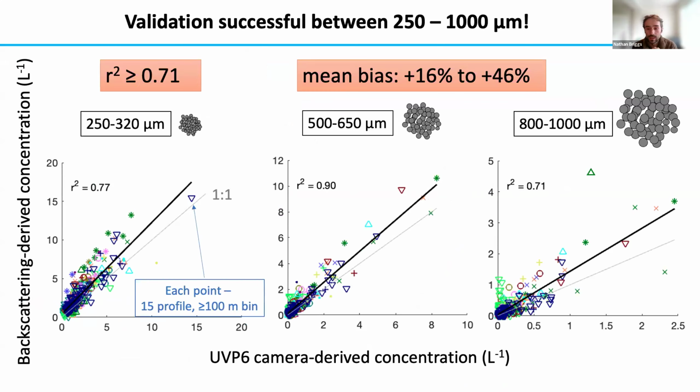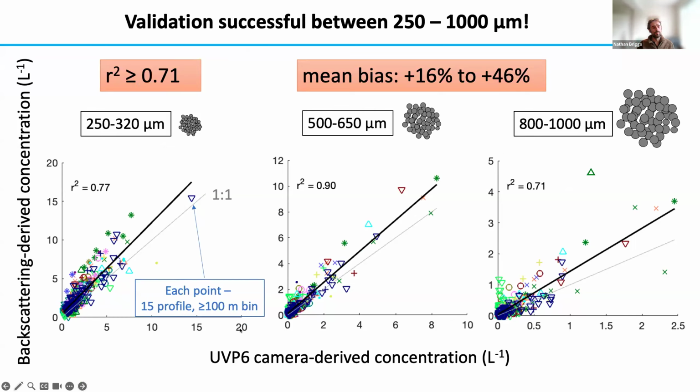So with a lot of binning, well, I've been averaging, each point in this validation data set is a 15 profile average, and we need to do a lot of averaging to get good statistics on these rare spikes. But when we do this, we do find pretty good agreement between basically counting up the spikes of a given height and converting that to a size, and the UVP camera-based particle counts.